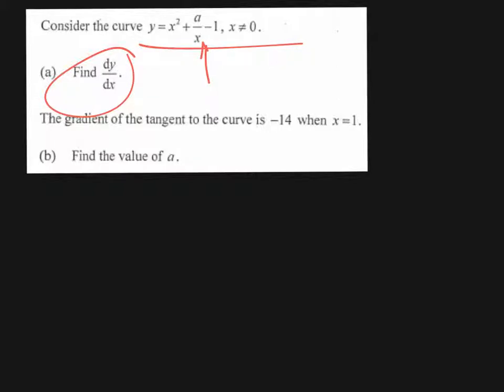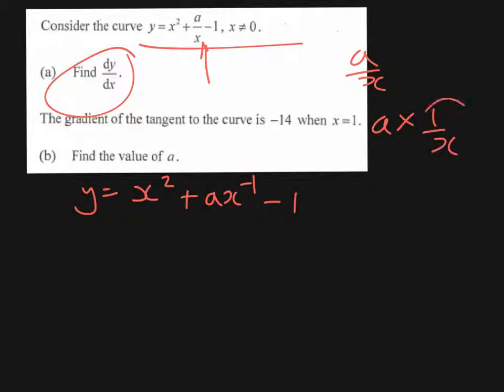So I would write this in the first instance as y equals x squared plus ax to the power minus 1 minus 1. So just remember that whenever I have a fraction, in this instance, a over x, that is the same as a multiplied by 1 over x, and we can express 1 over x as x to the power minus 1. So that's a multiplied by x to the power minus 1.